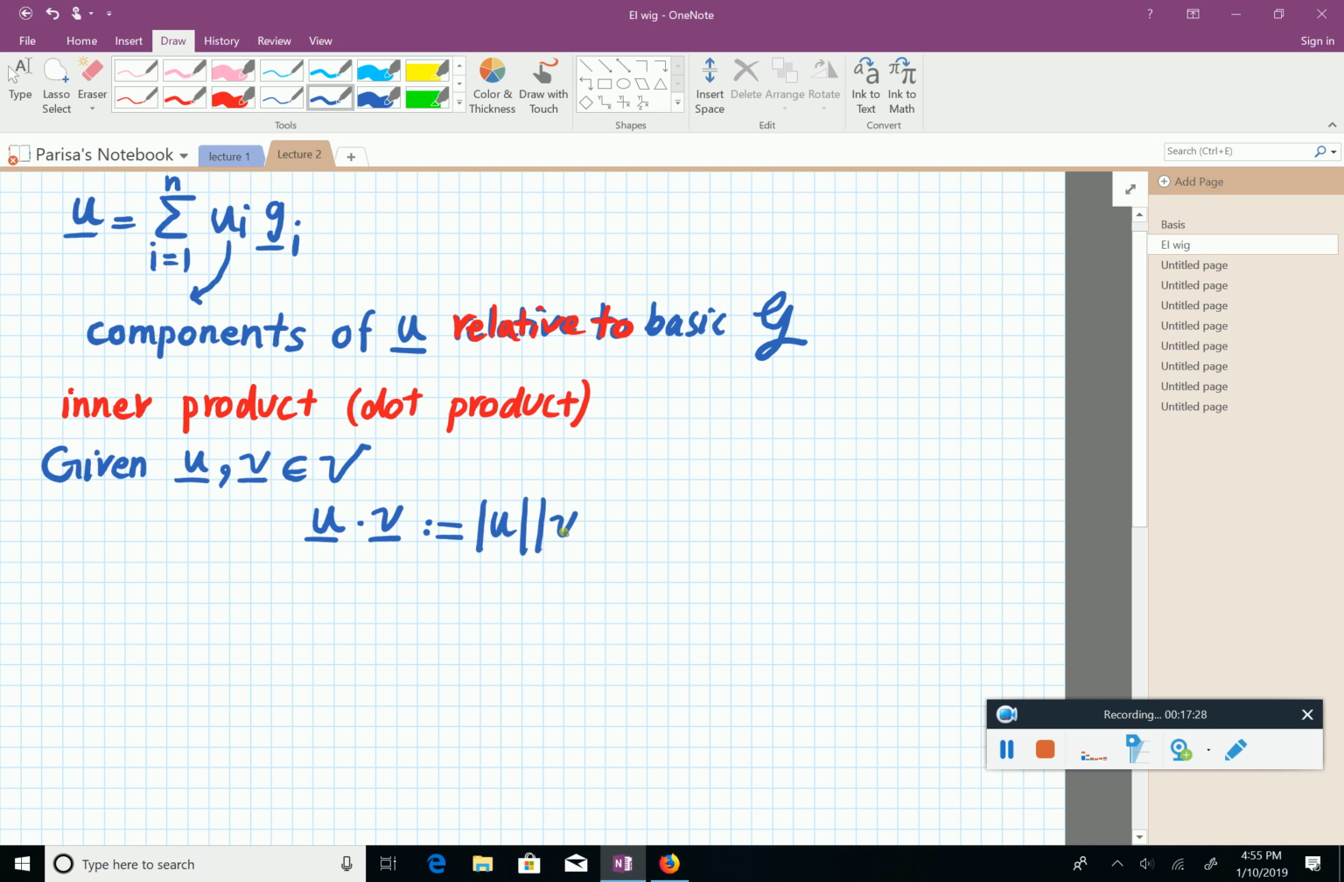Hopefully you still remember. So we have the magnitude of the first vector, times the magnitude of the second vector, times the cosine of the angle between the two. So if I make a small sketch here, this is the smaller angle between the two. You all know that.